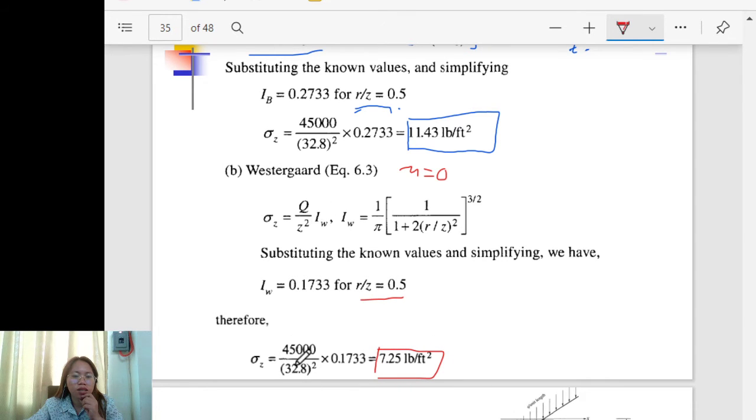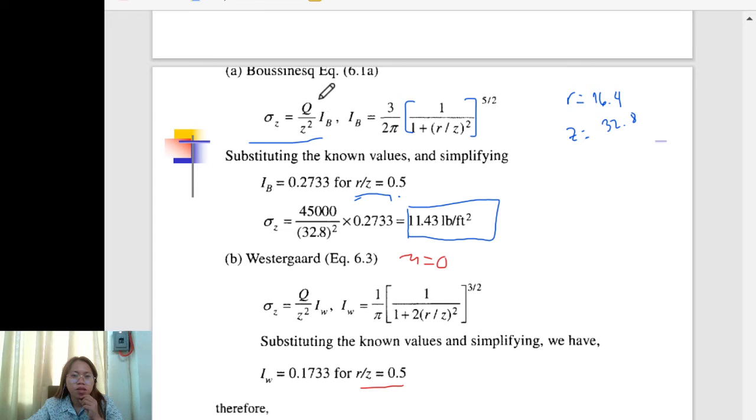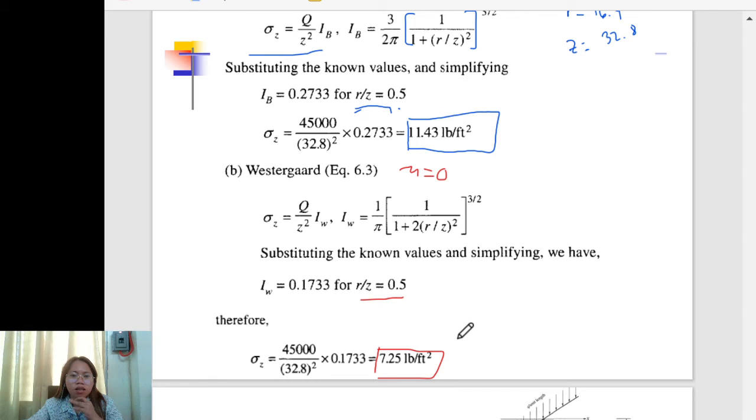Your Z is 32.8, no? As given in the problem. This one, Z squared, 32.8 squared. 7.8. Notice that using the Boussinesq equation, it is bigger, no? This is a conservative value. It is bigger than the Westergaard equation.